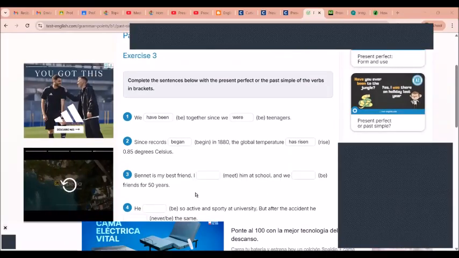Regina, number 3. Bennett is my best friend. I have met him at school and we have been friends for 50 years. All right. Yes, Bennett is my best friend. The first part, I met him, is in the past. But good job in the second piece. We have been friends for 50 years.